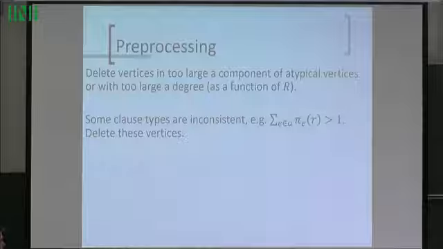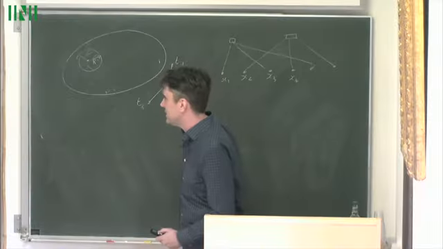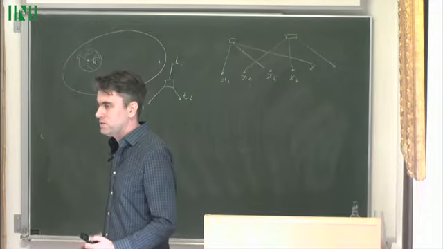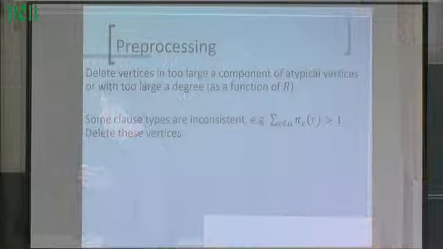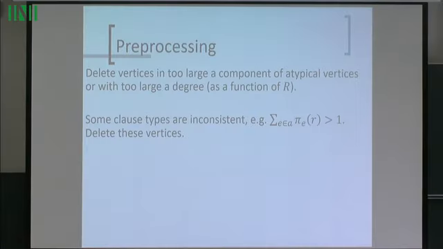So you could have a clause where things go wrong. For instance, you have some clause. Each edge here has some probability of being a red edge, and it could be that they add up to something bigger than 1. But we said that clauses can only have at most one red edge, so that would be inconsistent. When this happens, we just delete those clauses.